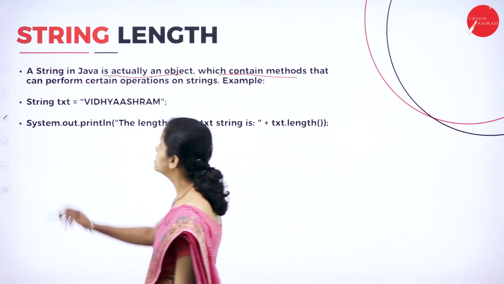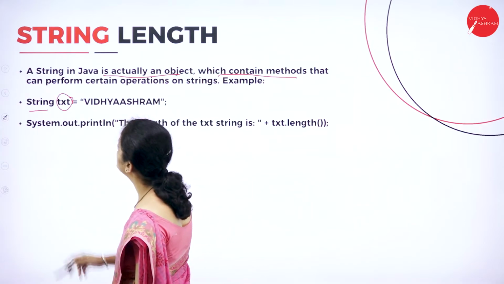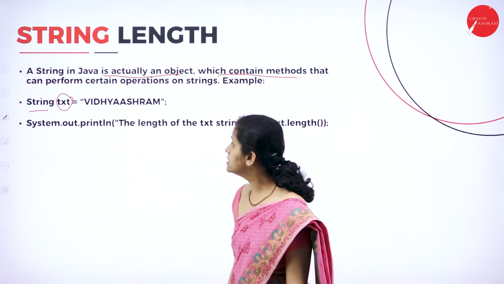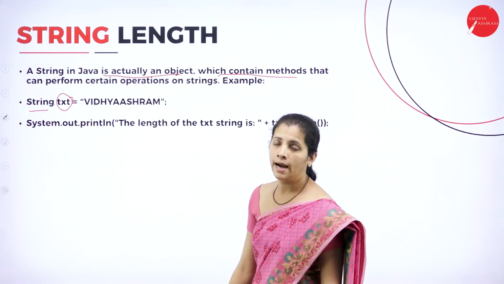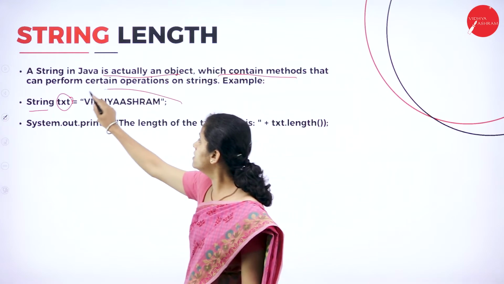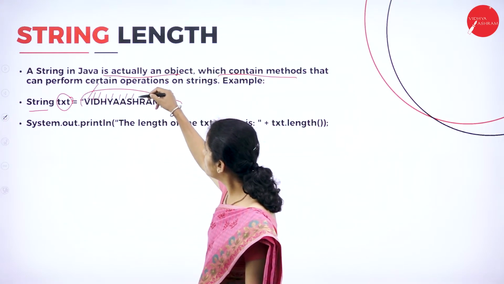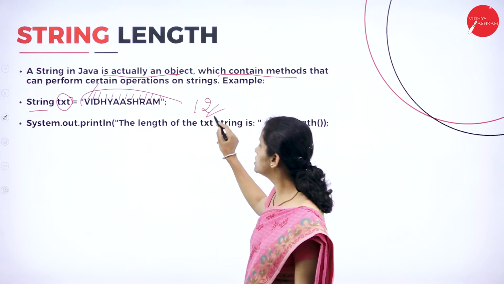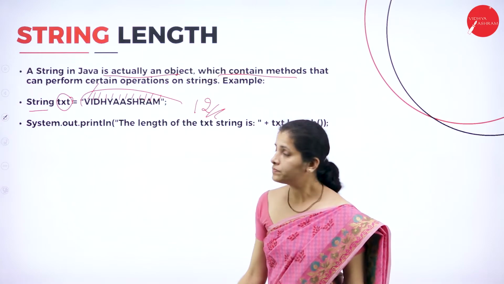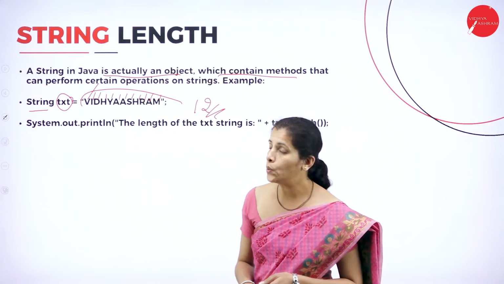So here, this is the example. I'm having a string, and what is my string object? That is txt, and I'm going to place Vidhyaashram. And what is the length of this string? 1, 2, 3, 4, 5, 6, 7, 8, 9, 10, 11, 12. So what is the length of the string? It is 12. That means this length function is going to return the value 12.